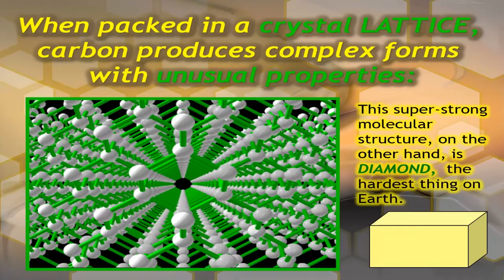This is a super strong molecular structure. You can see how every gray sphere is hooked up to every other gray sphere. There are many more of the green rods representing chemical bonds, and this is diamond. Diamond is the hardest naturally occurring substance on Earth, and a girl's best friend.